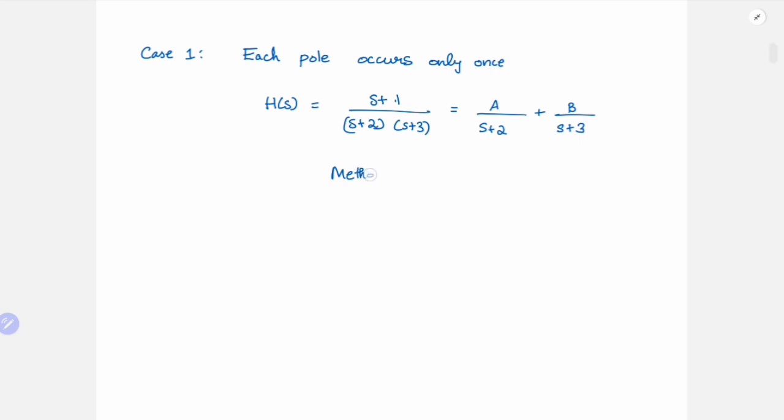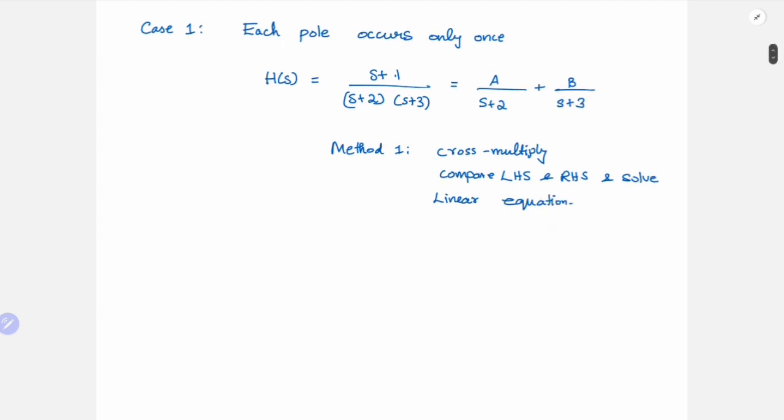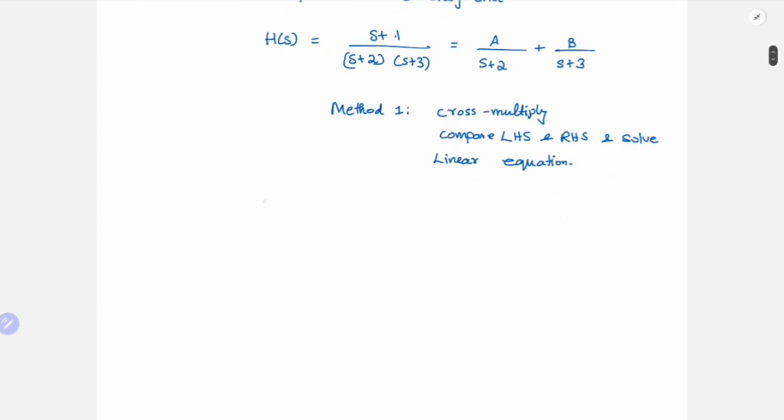So method 1 is cross multiply, compare LHS and RHS, and solve the linear equations. But this is very hectic, I feel. So we will see a simpler method.